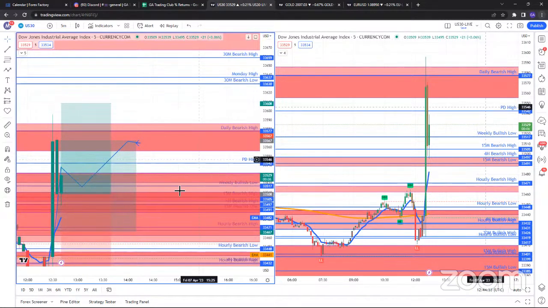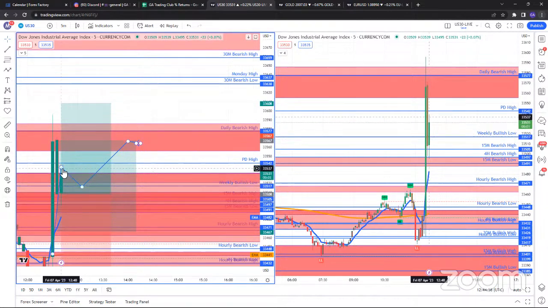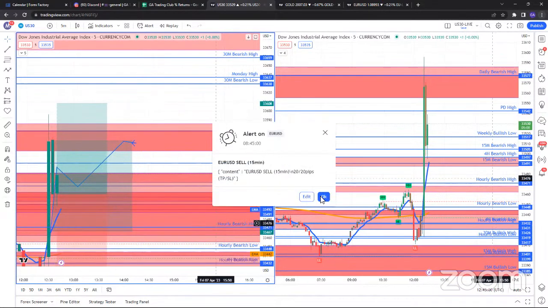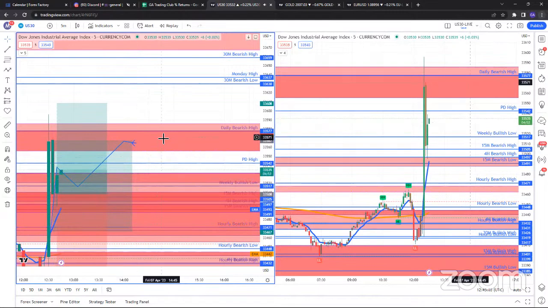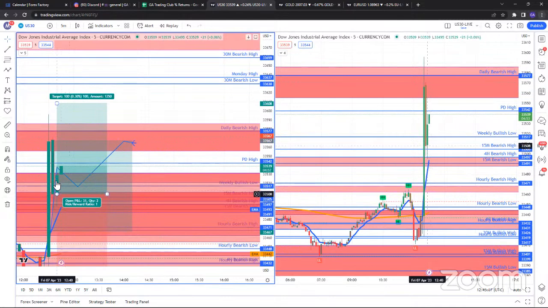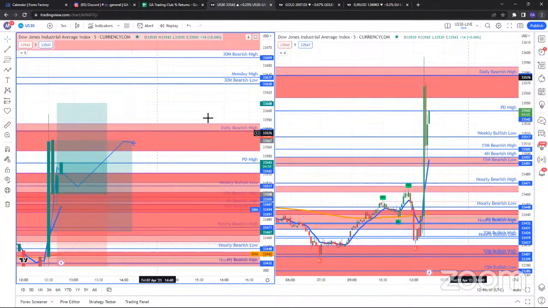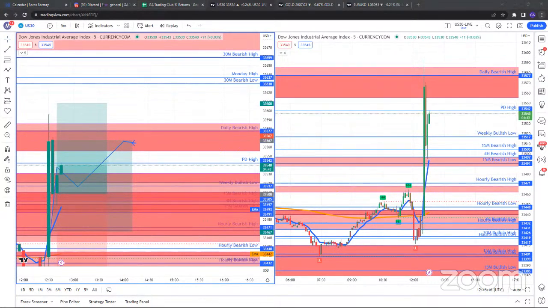All I'll say is use the weekly bullish low to tell you if you're gonna get back in. So the weekly bullish low is at 33,517. But you see right now we're closing above the weekly bullish low on the 5 minutes. So I do expect US 30 to keep pumping. Okay. And there you go. What is that? It's 40 pips in profit.